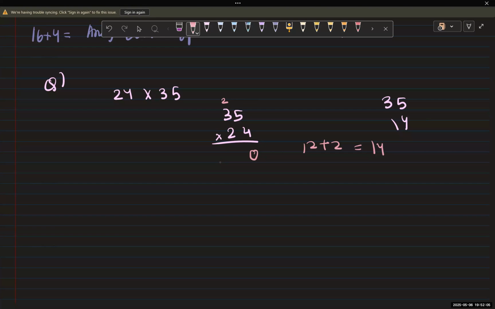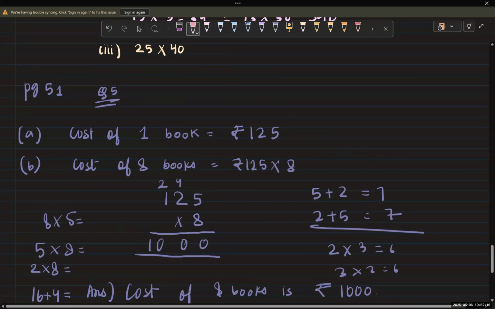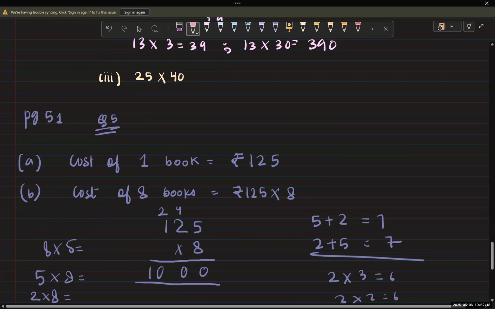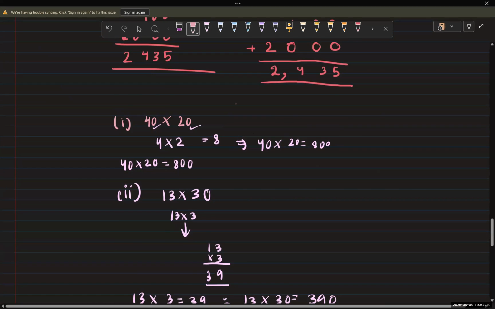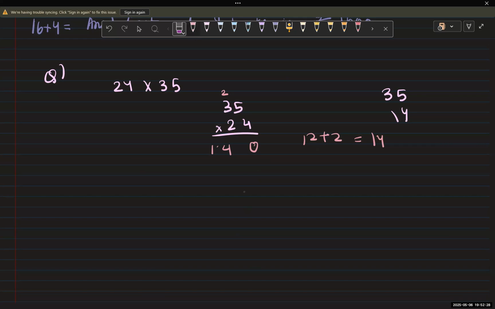Okay. Now we'll make a cross here. That means we are skipping this place. The same thing we were doing here, writing a 0. You can either make a cross or you can write a 0, whichever you prefer. I write the cross. You can also make 0. Let's just write 0 here. Now we'll multiply the next number.